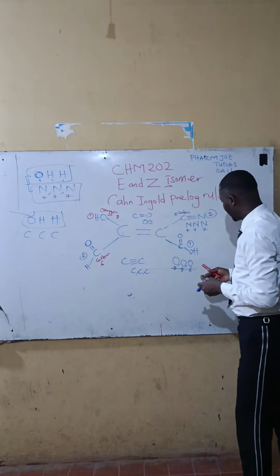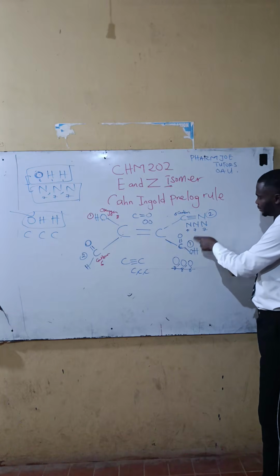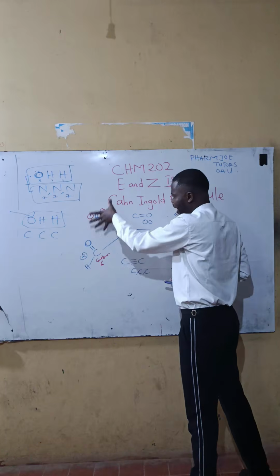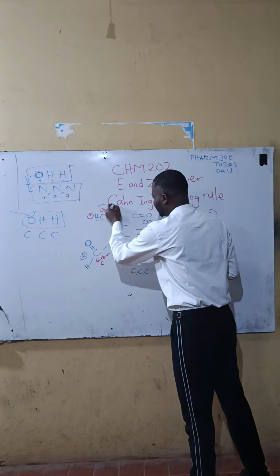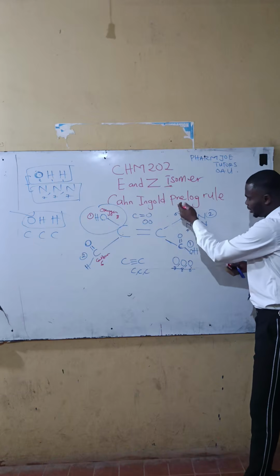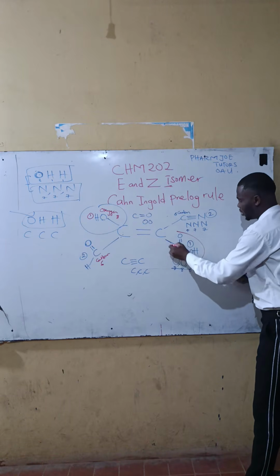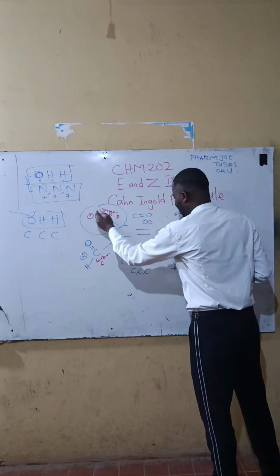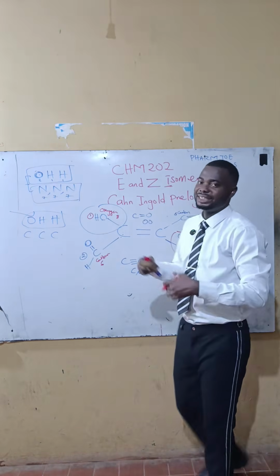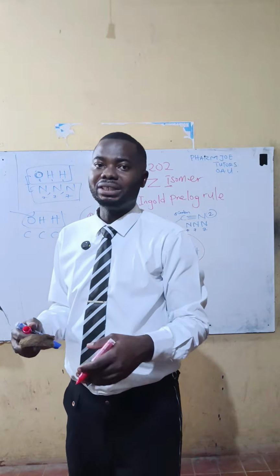So thank you. Now in this case, this one has priority. In the first olefinic carbon we have here, this is where our priority is. And for the second olefinic carbon, where is our priority? This is our priority. So priority is here 1, and priority is here. Is that okay? So when is it E, and when is it what?